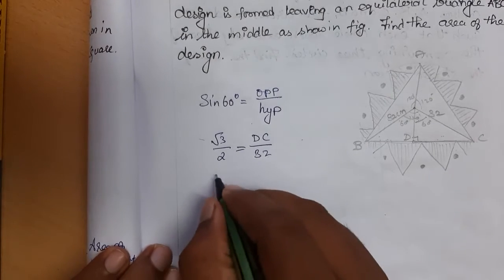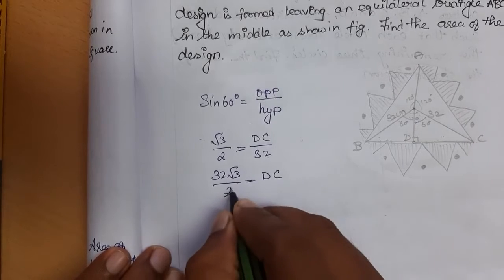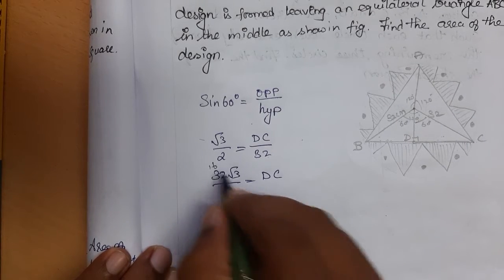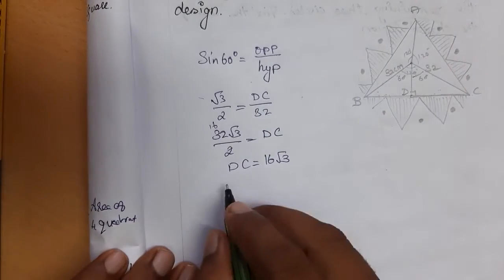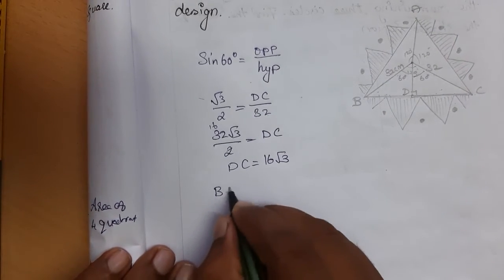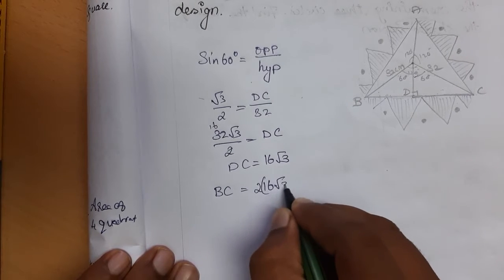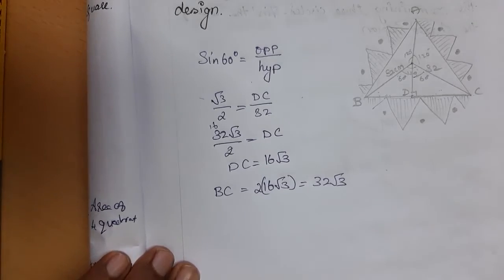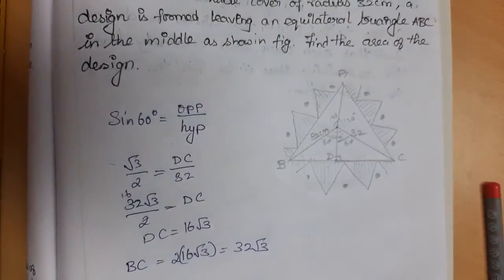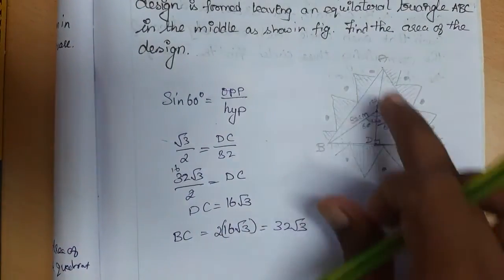So we will take 32 here. 32 square root of 3 by 2 is equal to DC, and it is 16. So DC is equal to 16 square root of 3. Then what about BC? It's 2 times, right? So BC is equal to 2 into 16 square root of 3, which is equal to 32 square root of 3.